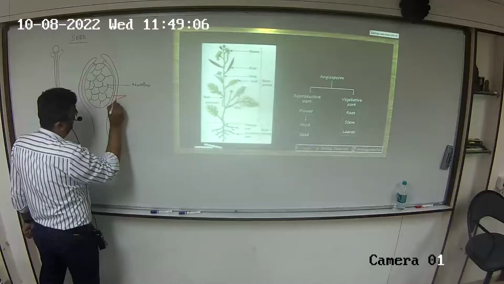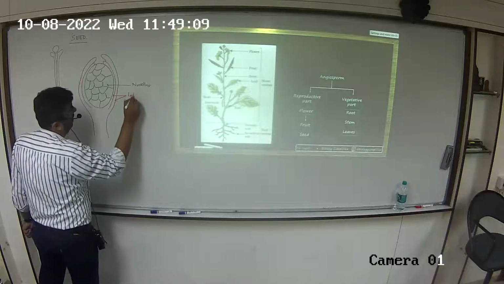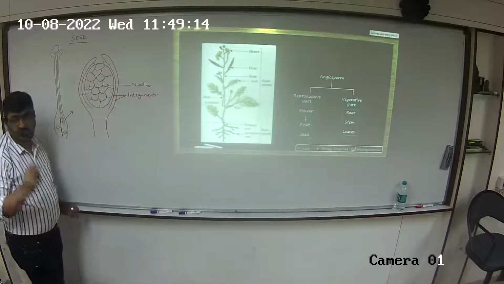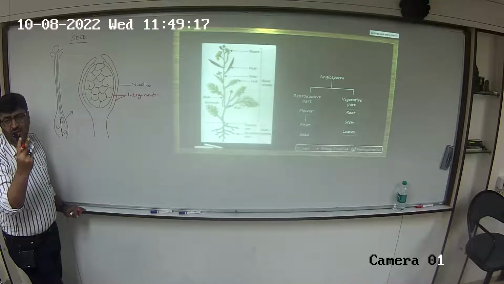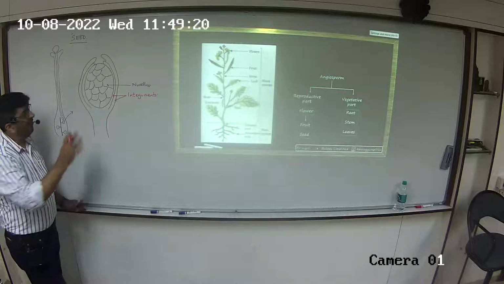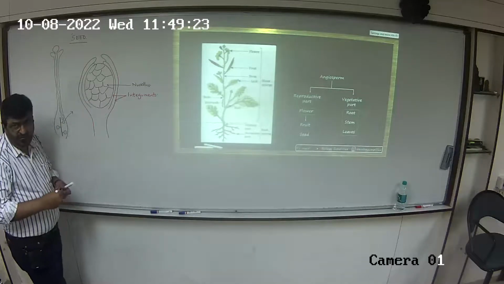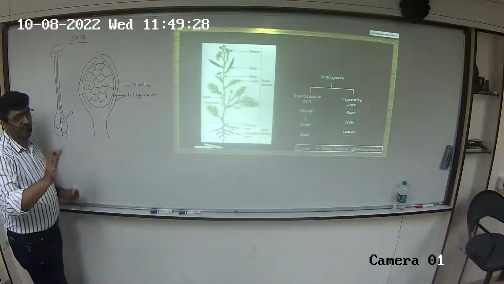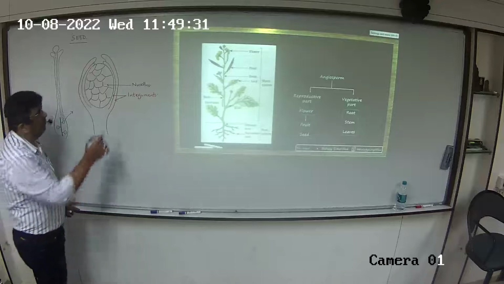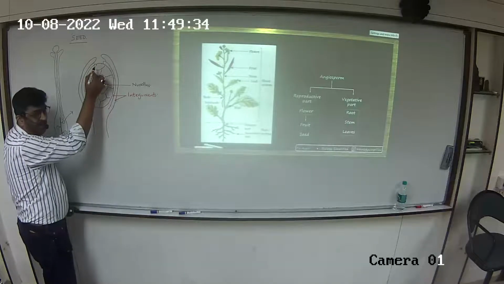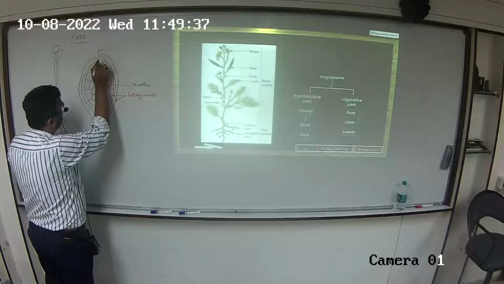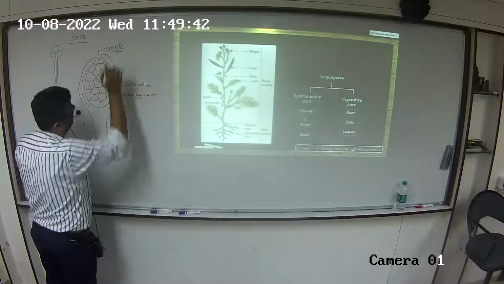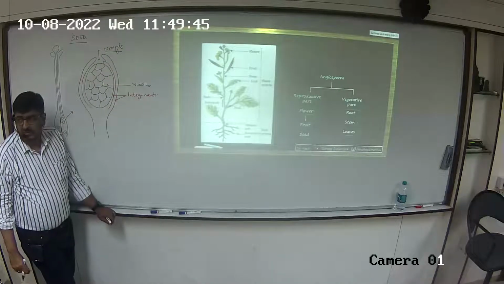These two protective coverings are called as integuments. So how many protective coverings are there? Two. What are they called as? Integuments. Now from the diagram, it is very evident, very clear that the integuments are not covering the nucellus completely. Do we find that it leaves a small area at the top? This small area is called as micropyle.